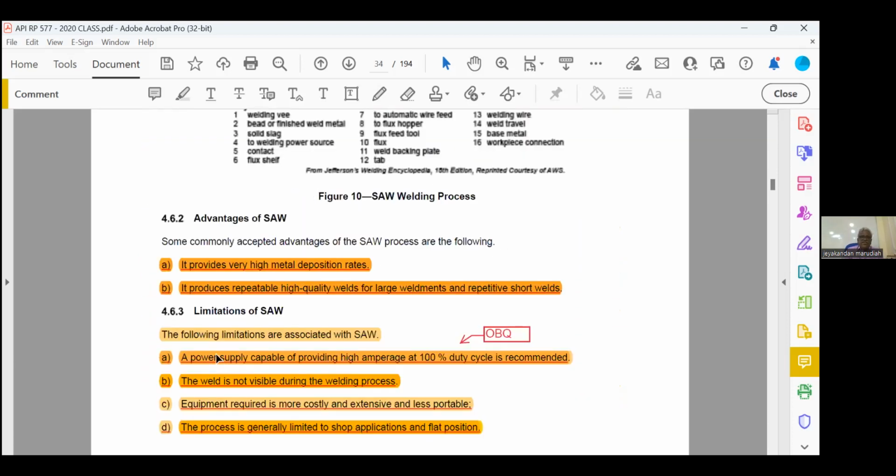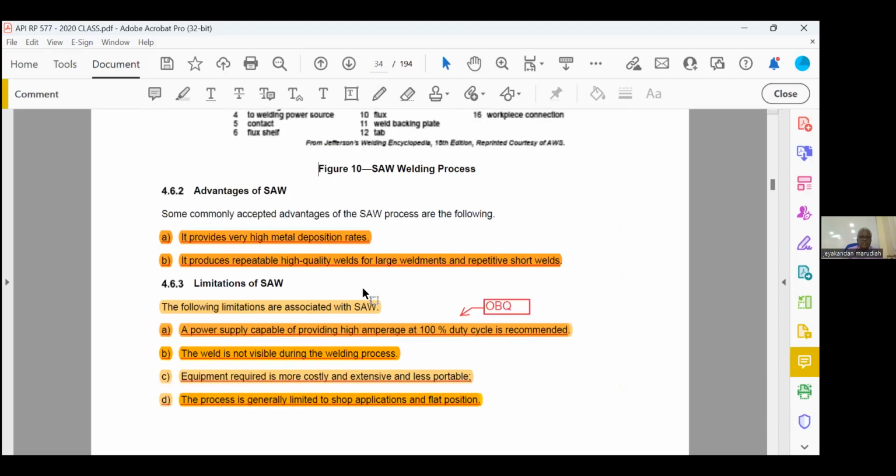Then advantages. It provides very high metal deposition rates. It produces repeatable high quality welds. Limitation A, power supply capable of producing high amperage at 100% duty cycle, that is open book. B, the weld is not visible during welding, that is important. And D, the process is generally limited to shop application and flat position.